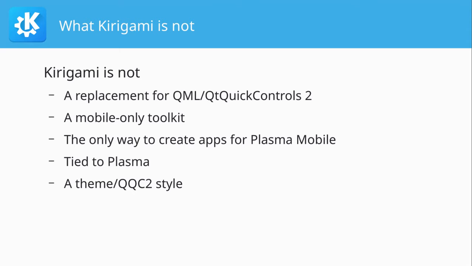It's also not tied to Plasma, desktop or mobile in any way. So apps written with Kirigami can run on other desktop environments and operating systems as well. For example, we have a lot of them running on Android. There's no reason why they wouldn't run on Windows or macOS, for example. And it's also not a style or a theme, because Kirigami can work in theory with any Qt Quick Controls style.